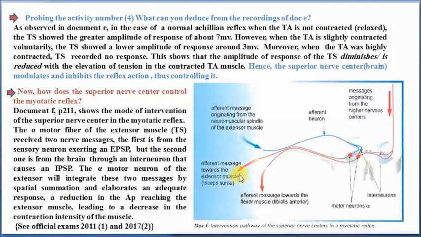Now, the alpha motor fiber of the extensor muscle, as you would see here, has two messages, one coming from the afferent pathway of the muscle itself, and one coming from the higher nervous center, the superior nerve center, via an interneuron. So here I'm going to have two messages. Keep this in mind. Now, the mode of intervention of the superior nerve center in the myotatic reflex is as follows.